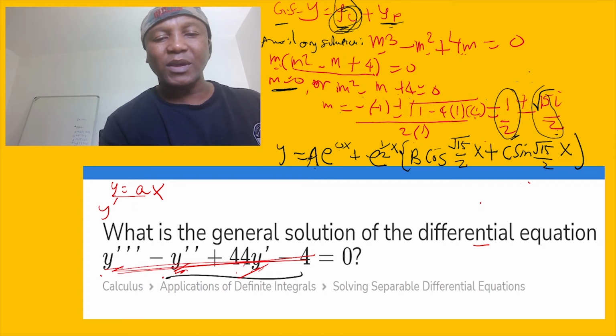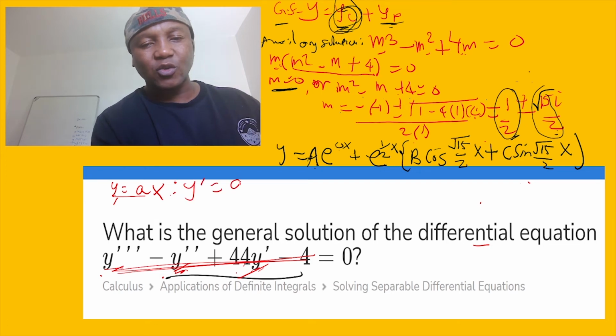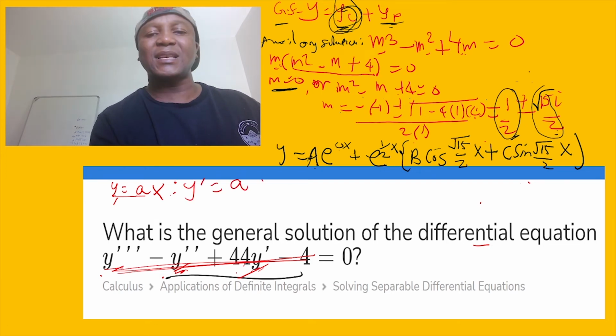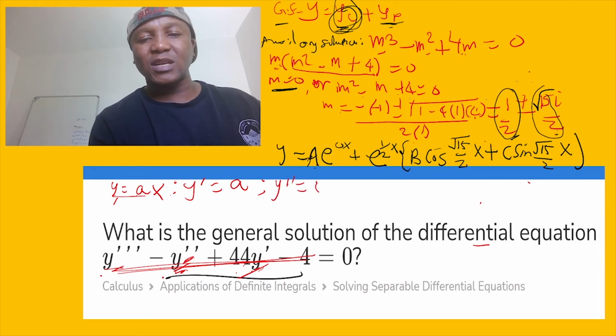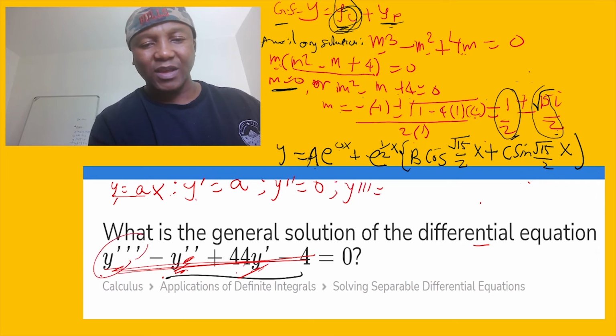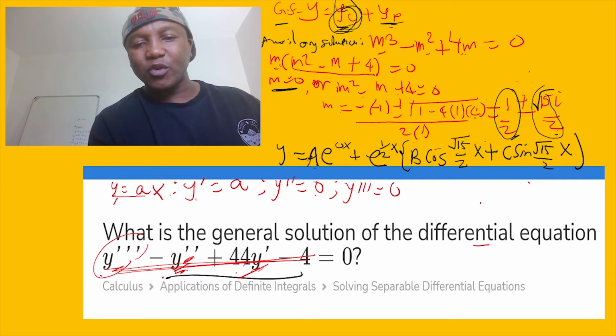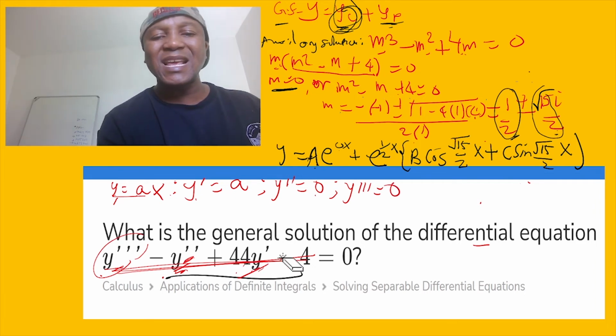What is the first derivative? First derivative equal to a, because when you differentiate ax you get a. Now let's go for the second derivative, because we have a second derivative here. Second derivative equal to 0, because when you differentiate a you get 0. What about the third derivative? We have a third derivative here. When you differentiate 0, you get 0.